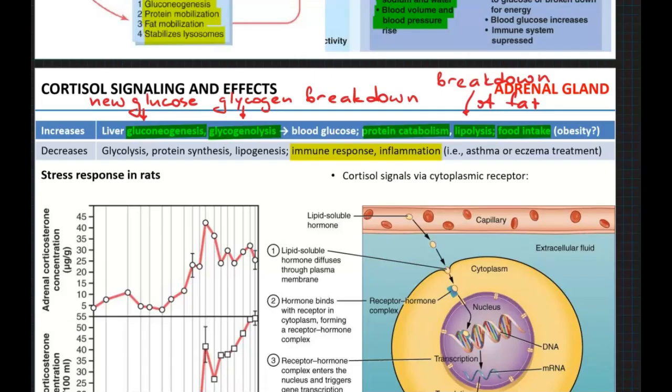Now, the processes that are opposite to the ones that we just listed, such as glycolysis, which is opposite to gluconeogenesis and glycogenolysis, synthesis of proteins, which is opposite to protein catabolism, and lipogenesis, which is opposite to lipolysis. These processes are reduced in their intensity.